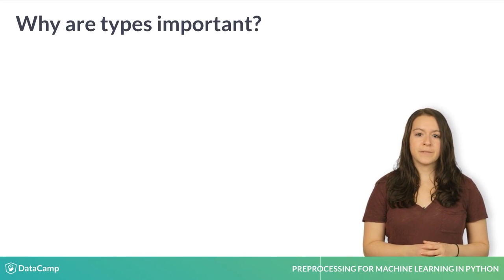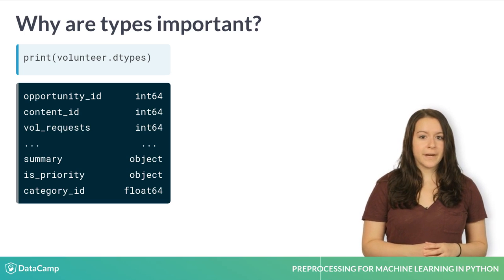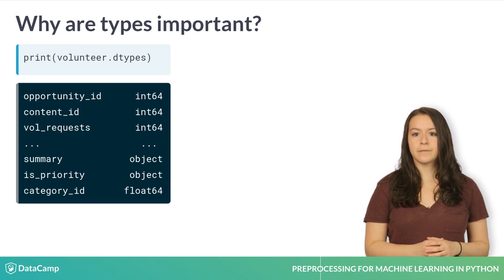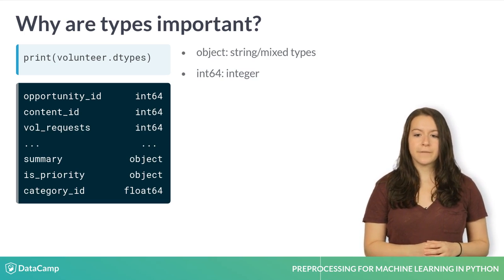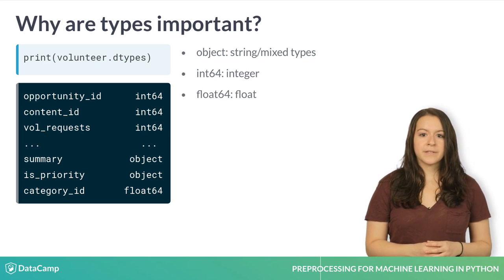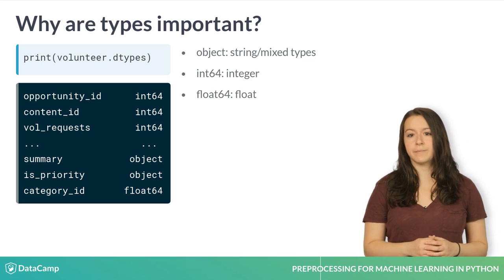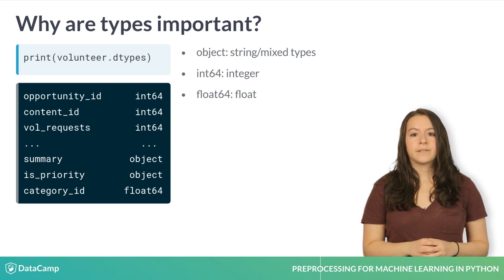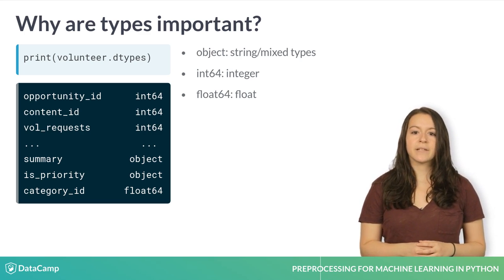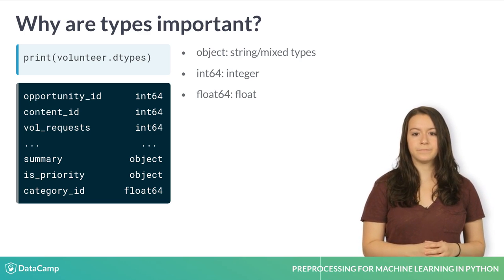Recall that you can check the types of a data frame by using the dtypes attribute like this. Pandas data types are similar to native Python types, but there are a couple of things to be aware of. The most common types you'll be working with are the object, int64, and float64 types. The object type is what Pandas uses to refer to a column that consists of string values or is of mixed types. int64 is equivalent to the Python integer type. The 64 simply refers to the allocation of memory allotted for storing the values. And float64 is equivalent to the float type.